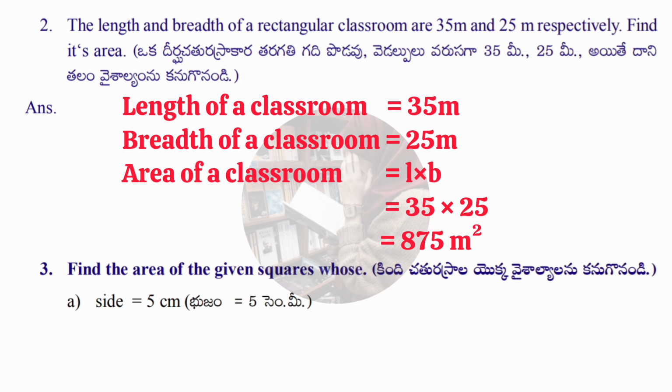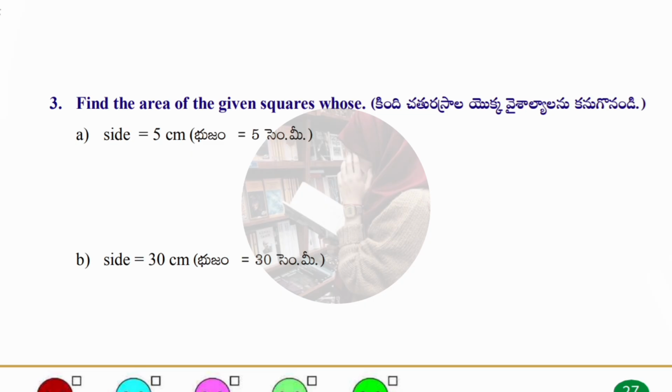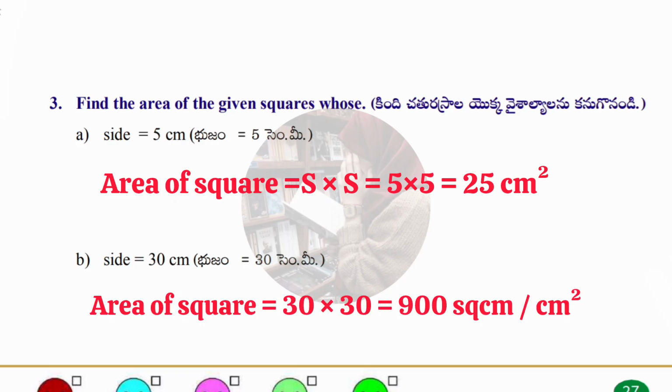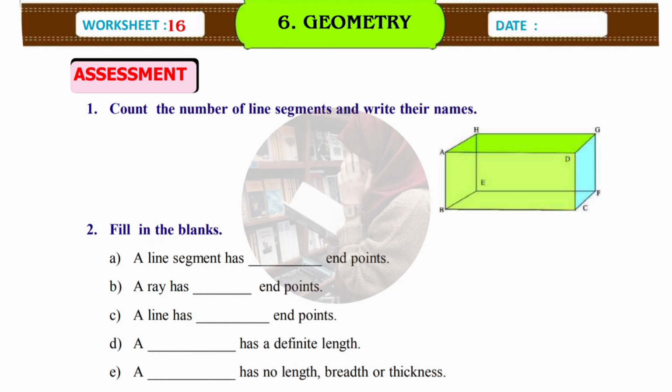Understood guys? Let's move on to the third question, which is find the area of the given squares whose side is 5 centimeter. So area of square is S into S. We know the formula. So 5 into 5 equals 25 centimeters square. So second question is area of square. Here side given is 30 centimeters. So area of square is 30 into 30, means S into S, that equals 900 square centimeters, or else you can write centimeters squared. Okay, understood guys? Then let's move on to the next worksheet, that is worksheet number 16.